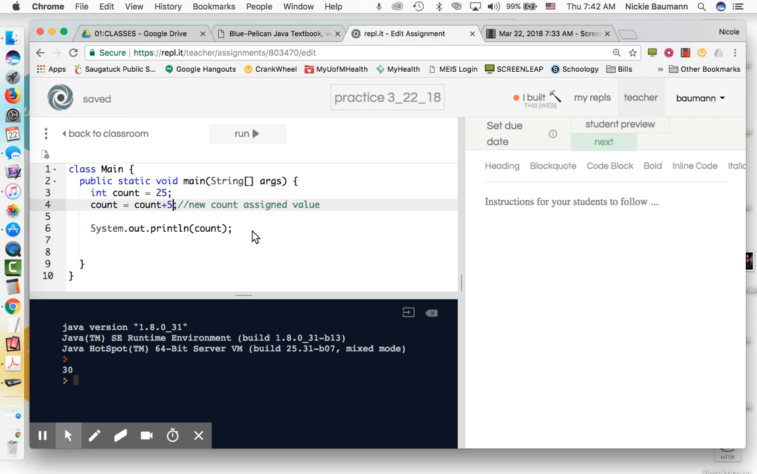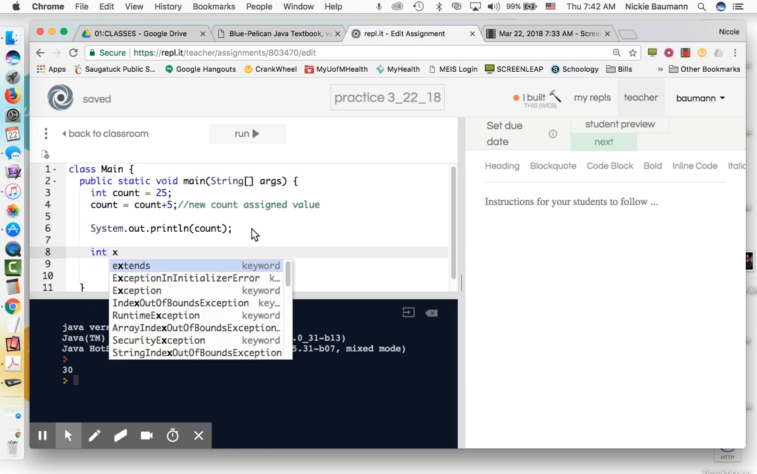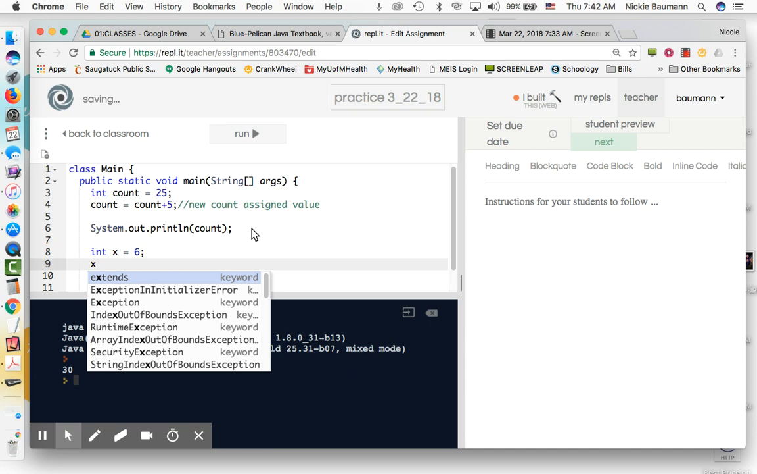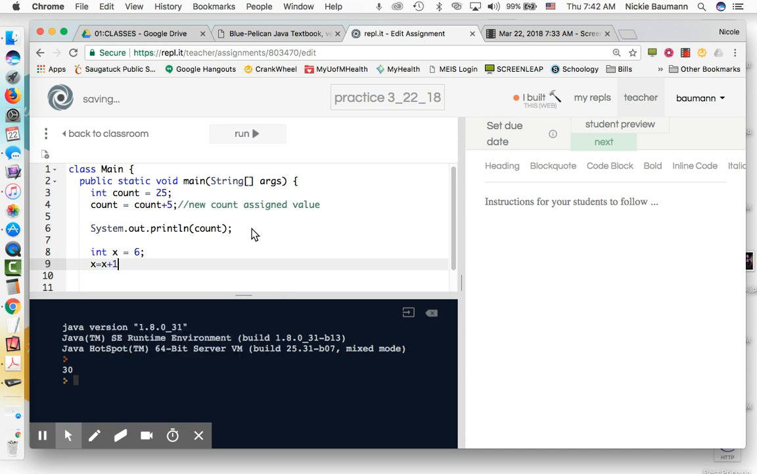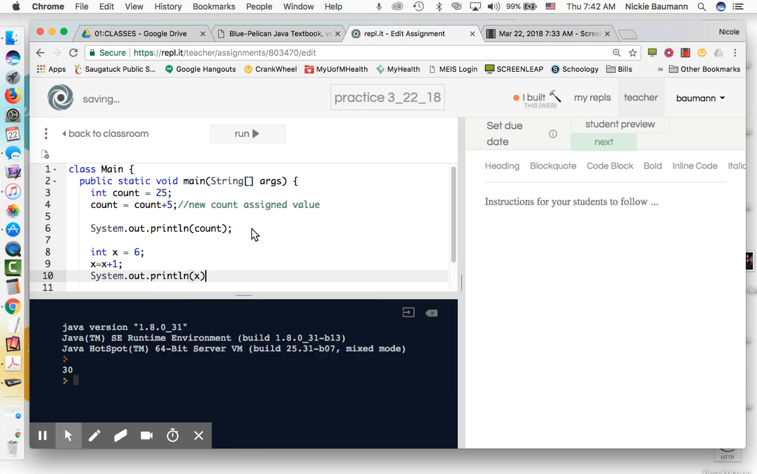So another thing you might see is using different increments and decrements for variables. So I might declare an integer called x. And I might say x is 6. And let's say I want to increment by 1. So instead of saying x equals x plus 1, which I can do, just like we did above. And if I do a System.out.print x, it should give me that x is going to be 7.